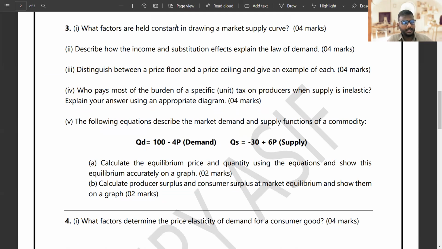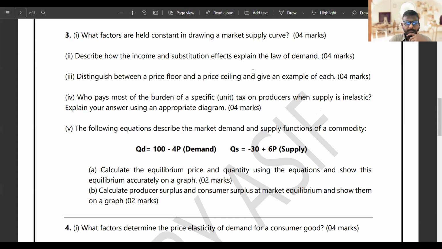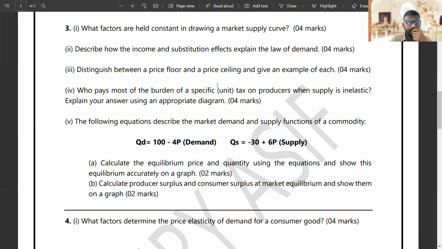Awesome. Then what we have is, I believe, distinguish between a price floor and a price ceiling and give an example of each, right? So this is from which chapter? First tell me, this question is from which chapter?